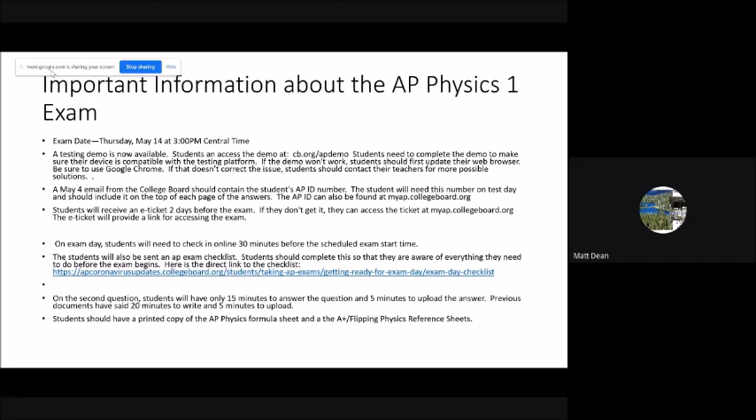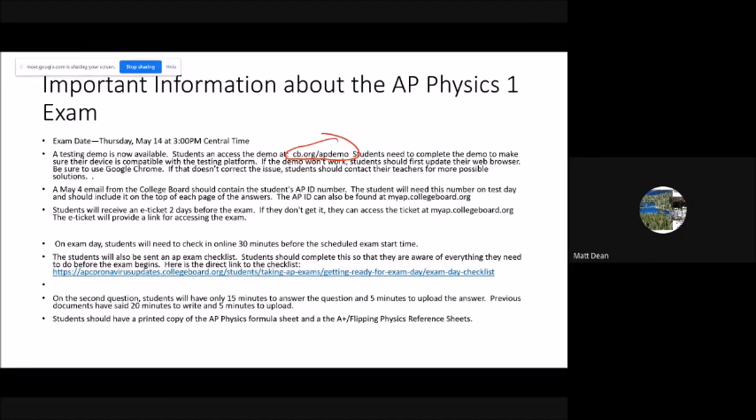The College Board just yesterday or so posted a testing demo. You can get to that demo at this URL, cb.org/APdemo. What that demo will let you do, it's not really a practice test. It's a practice of using the interface and making sure the interface will work on your computer or laptop or whatever device you're using. So go to that URL, try it out, make sure you can get in, make sure the interface works with whatever device you plan on using on the day of the test.